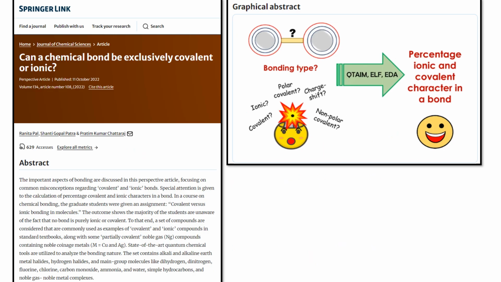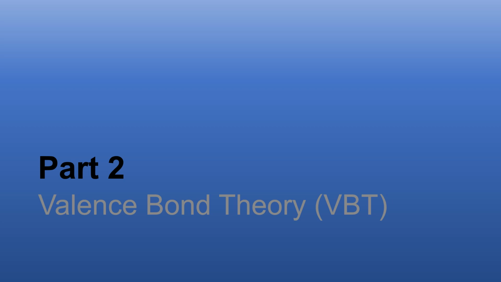And this article here, published in 2022, explores misconceptions about your covalent and ionic bonds, highlighting that no bond is purely one or the other. No bond is purely covalent and purely ionic. So using quantum chemical tools, the authors here analyzed the bonding nature of various compounds to show that bonds have both covalent and ionic character to varying degrees. So that's the end of our part 1 on chemical bonds.